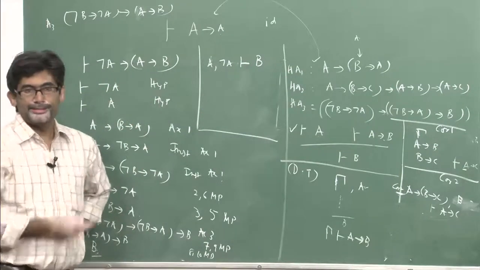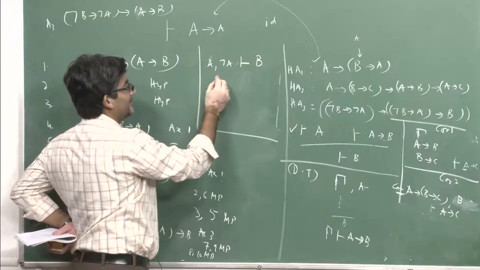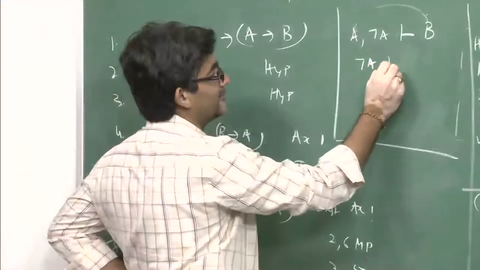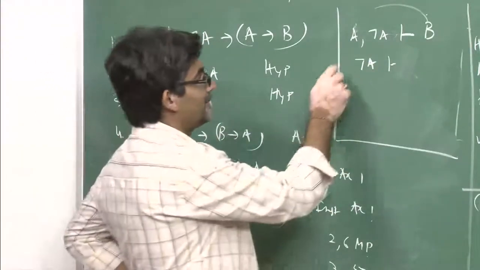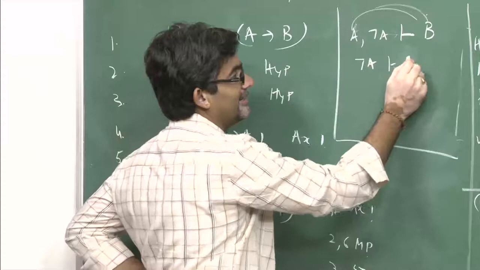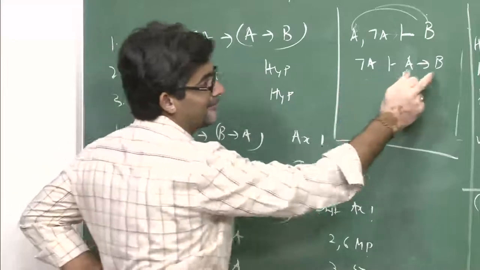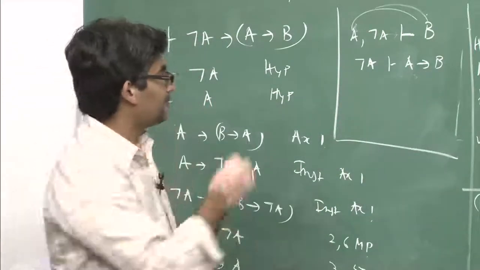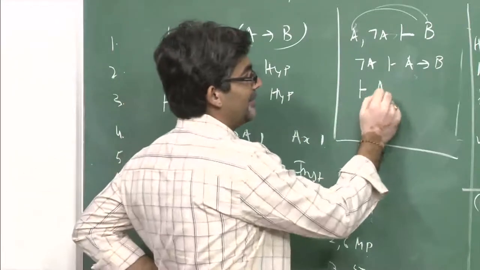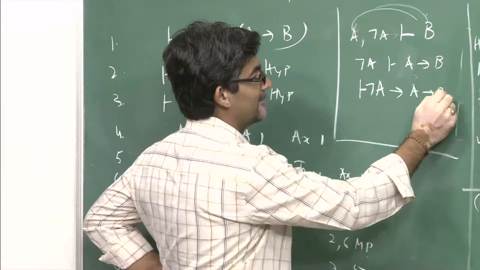Now we need to apply the deduction theorem twice so that these two things come to the right hand side. First time when you apply the deduction theorem, this goes to the right hand side. There is an order which you need to follow. Suppose you have two formulas A and not A and B. First time when you apply the deduction theorem, it goes to the other side and becomes A implies B. Next time when you apply the same deduction theorem, not A goes to the right hand side, and it becomes not A implies A implies B.